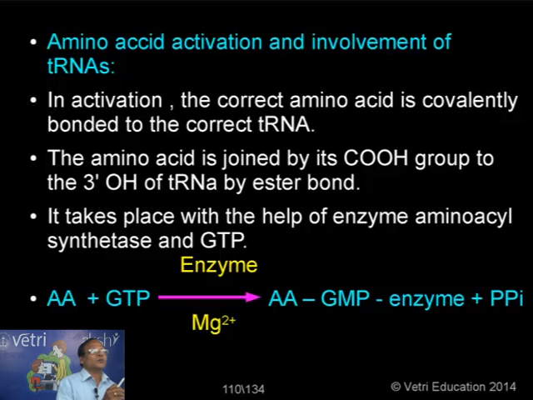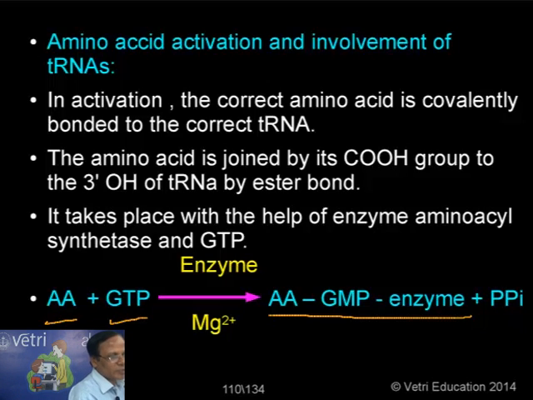Now, this is brought about by the enzyme I mentioned already, amino acid synthetase. The energy utilized for that process comes from GTP, guanosine triphosphate. So here comes the equation. The amino acid is activated with the help of energy. The activation is nothing but the addition of energy to the amino acid. So it is activated so that we get the amino acid, guanosine monophosphate and enzyme complex. This is the activated amino acid.